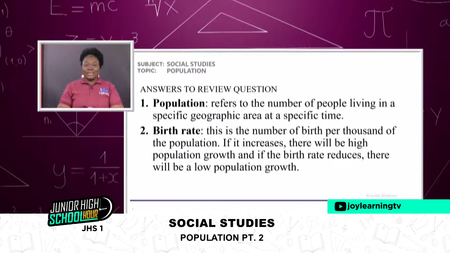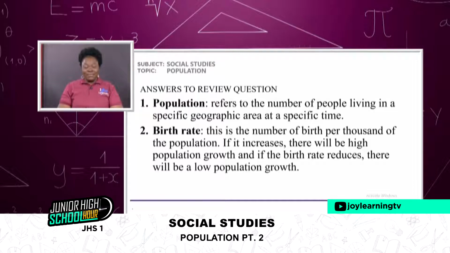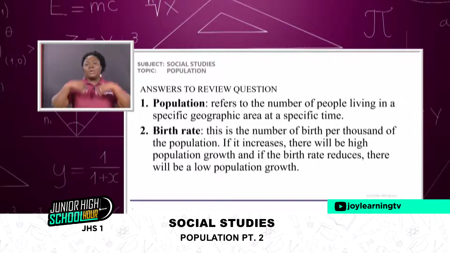Let's go to the next one, which is birth rates. This is the number of births per 1,000 of the population. Remember, when I taught last, I showed you a picture of newly born babies. So they have added up to the birth rates. If it increases, there will be high population growth. And if the birth rate reduces and there are death rates, then there will be low population. But we pray that people shouldn't die. It's inevitable, but we pray that more people will live longer.